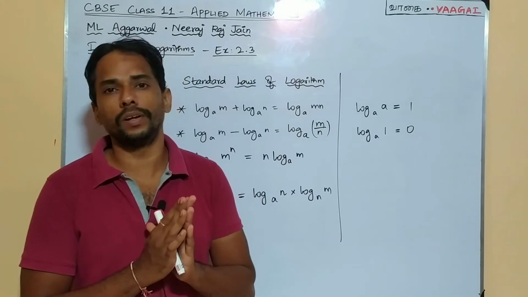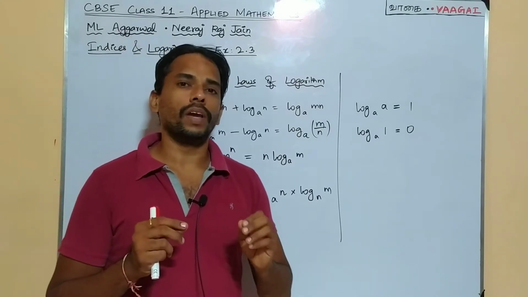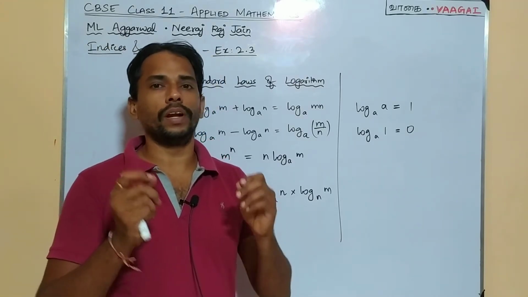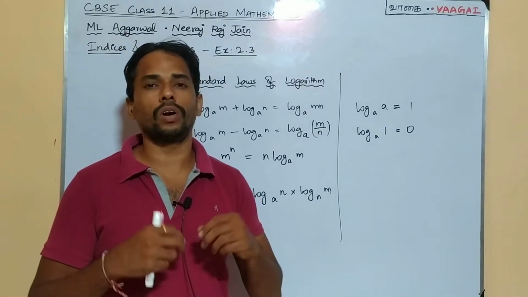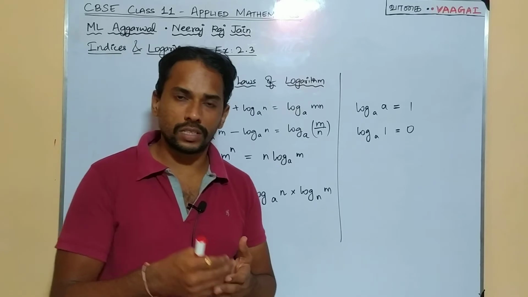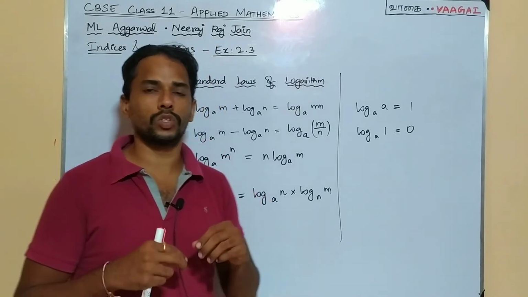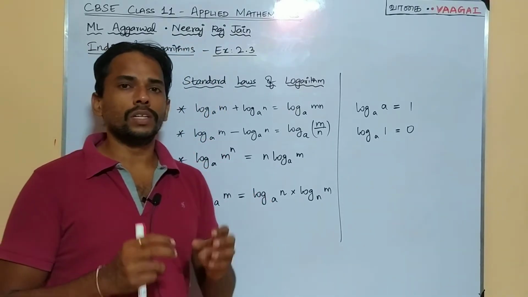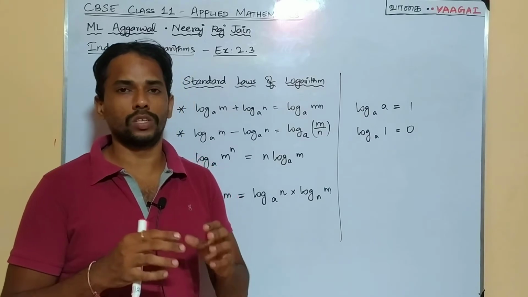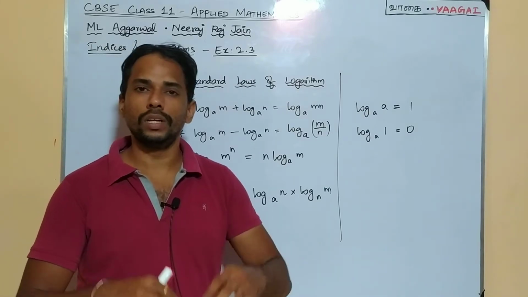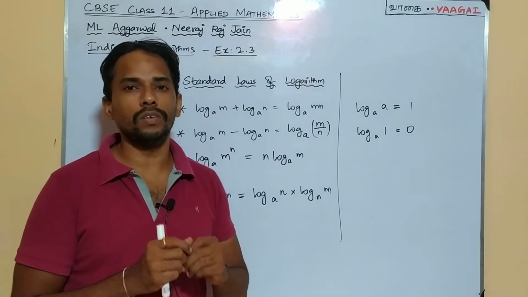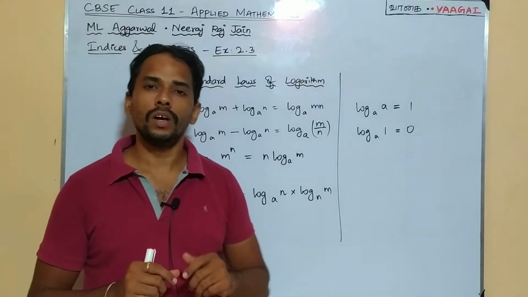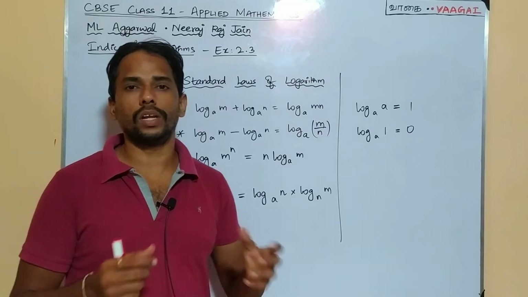There we had all those basics of indices, the rules of indices, and also we saw the basics of logarithm. As an extension, in exercise 2.3 we are about to solve problems which are based on the standard rules of logarithms. This is going to be the objective of this session: we are about to solve exercise 2.3 from our standard book, ML Aggarwal, Neeraj Raj Jain.